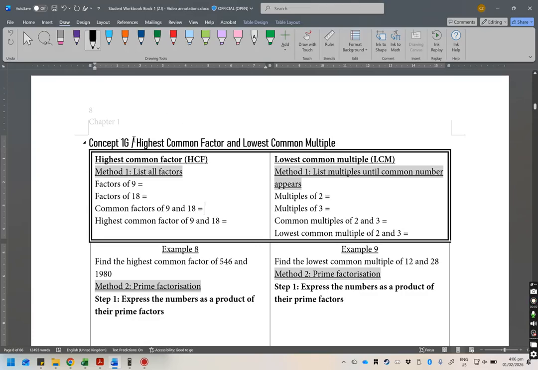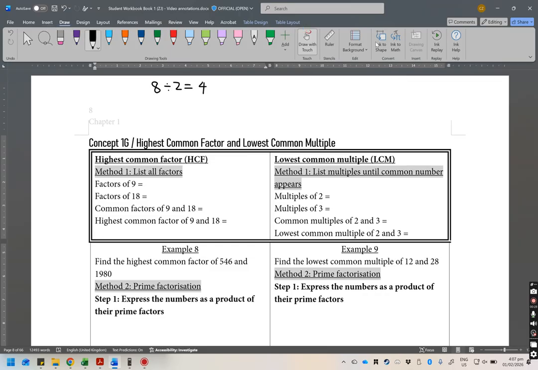Highlights of this chapter, which is highest common factor and lowest common multiple. So we recall that a factor means you can be divided by that number. So 8 divided by 2 will give us a whole number 4. So this means that 8 is divisible by 2. So 2 is a factor of 8.